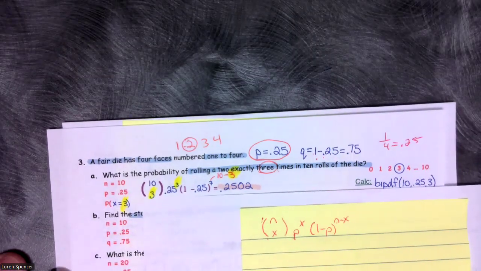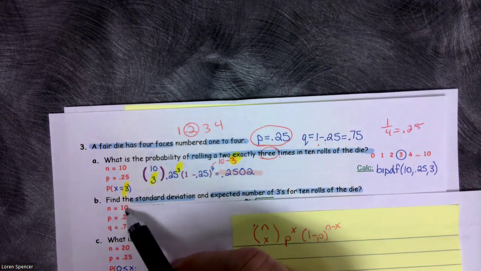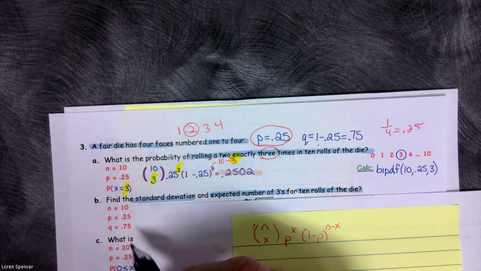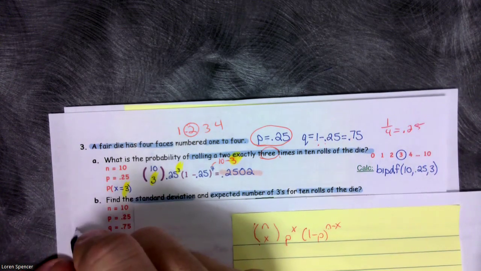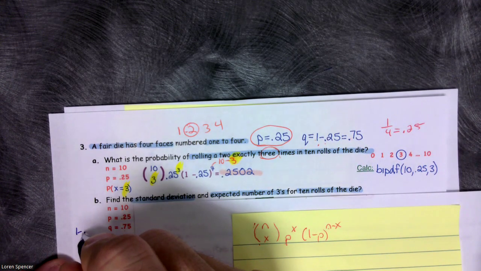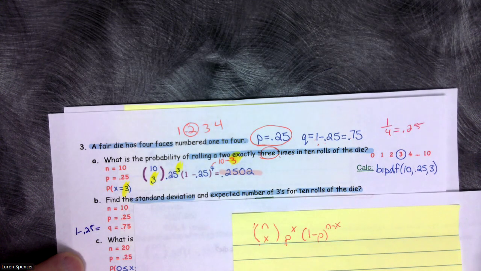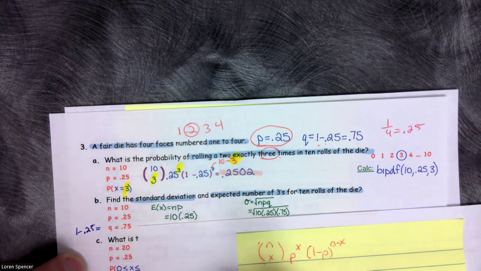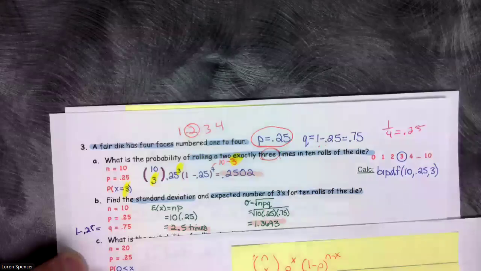The next one, find the standard deviation and expected number of threes for 10 rolls. Okay, we still have the same number of trials. We have the same probability. And Q, remember, is just 1 minus P. So this is 1 minus 0.25 equals 0.75. Well, expected value is NP. So 10 times 0.25 is 2.5. Plugging in, and this is what we get.